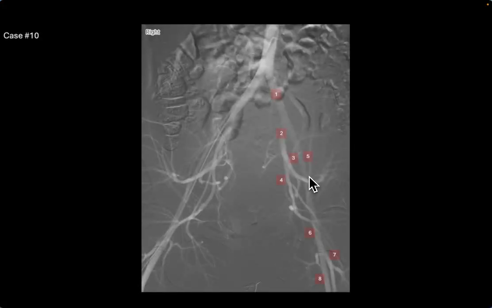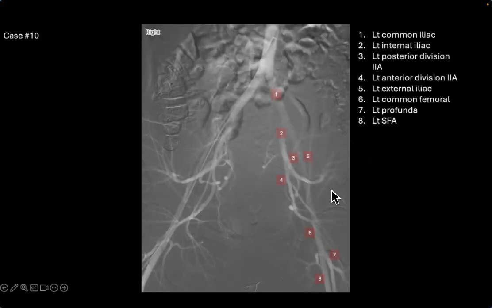All right, case 10. Tell me what is being injected and name as many of these structures as you can. Okay, so this is basically a bilateral pelvic angiogram. Looking on the left side here, we have our left common iliac artery. We have our left internal iliac, so we've got our internal here, our external here. Of the internal, we're going to have a posterior and anterior division of the internal iliac.